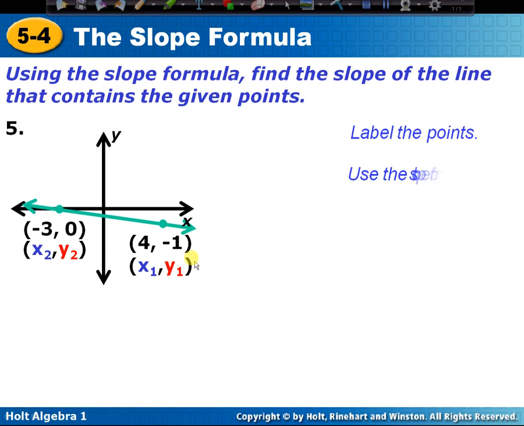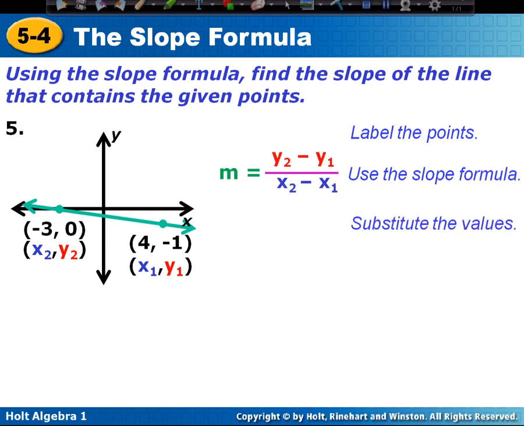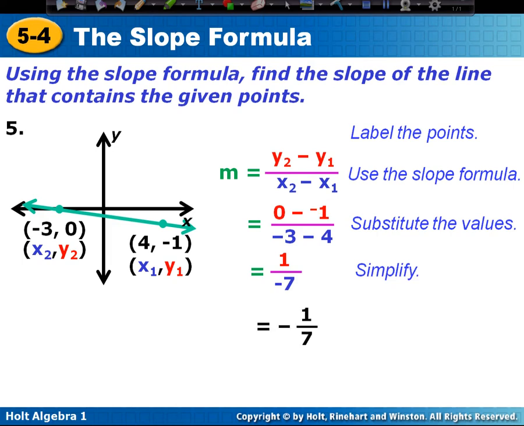We're going to use that slope formula again. We're going to plug in our points. 0 minus negative 1 and negative 3 minus 4. Again, these two negatives right here are going to become a positive. And we're going to get 1 over negative 7. And we're actually going to write that as negative 1 over 7. So make sure you write that with the negative out in front. Take a minute and make sure you have this written down before you move on.